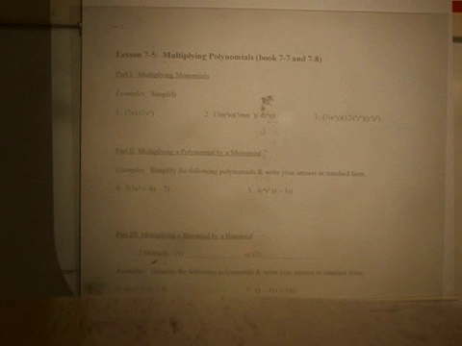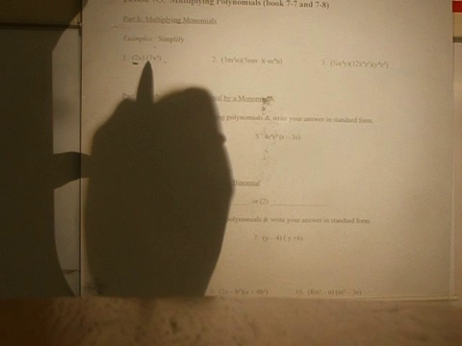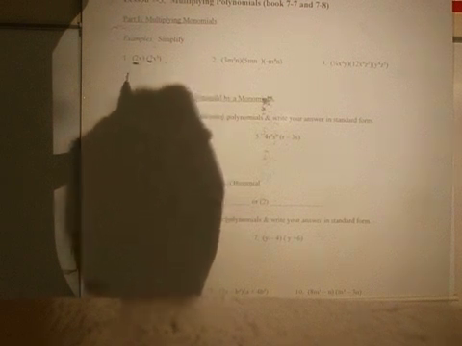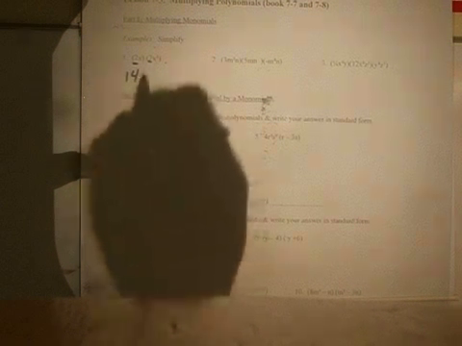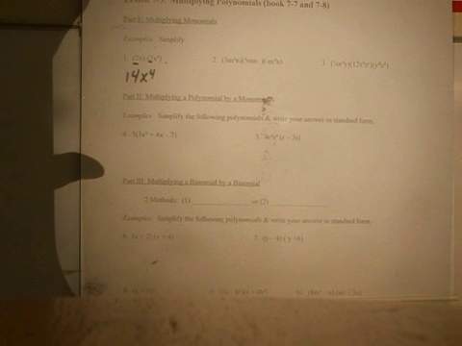Chapter 7, Section 5 is multiplying polynomials. In these first examples, we are just multiplying polynomials. We multiply the numbers out front. 2 times 7 is 14. And when you multiply, you add your exponents. X times x to the third is x to the fourth. So 14x to the fourth.